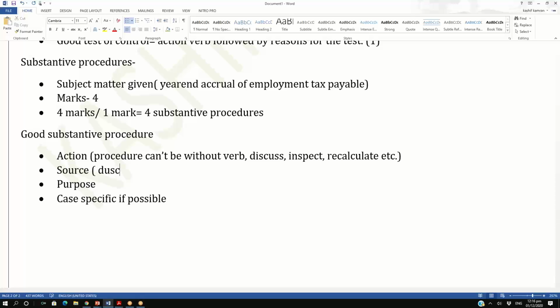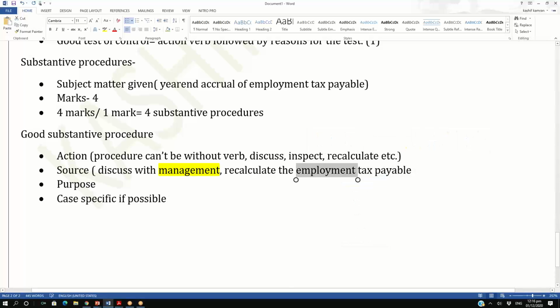For example, if I say discuss with management, then management is the source. With whom am I discussing? Management. If I say recalculate the employment tax payable, then what am I recalculating? I am recalculating the employment tax payable. So the employment tax payable becomes my source. So discuss with management, management is my source. I'm recalculating what? A very particular thing. That very particular thing becomes my source.